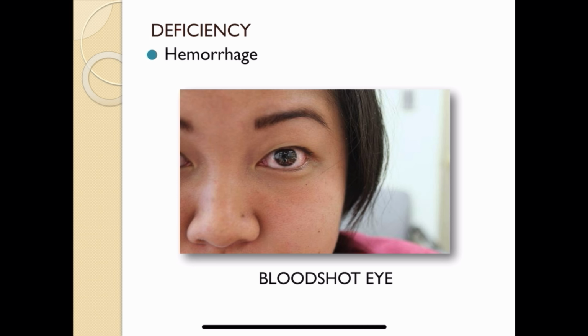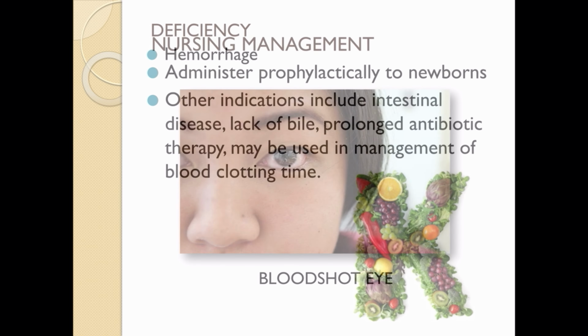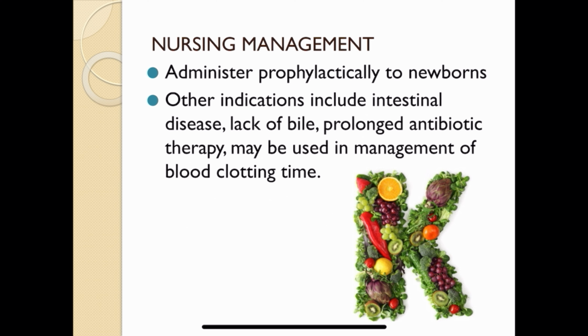Its deficiency causes hemorrhage, and bloodshot eye is a characteristic feature of the hemorrhage, in which you can see reddened blood vessels inside the eye. So the nursing management is you have to administer it prophylactically to newborns, and other indications include intestinal disease, lack of bile. Prolonged antibiotic therapy may be used in the management of blood clotting time.